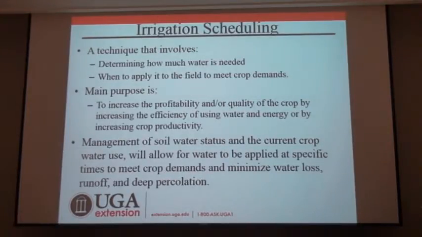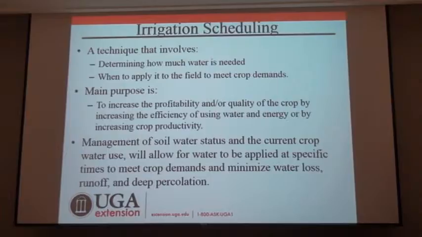What is irrigation scheduling? I broke it out into a couple of things. It's a technique that involves determining how much water is needed and when to apply it to the field to meet crop demands. So what's the purpose of scheduling irrigation? We can just say, all right, we're going to run the pivot a couple of times a week or as often as we can get to it.